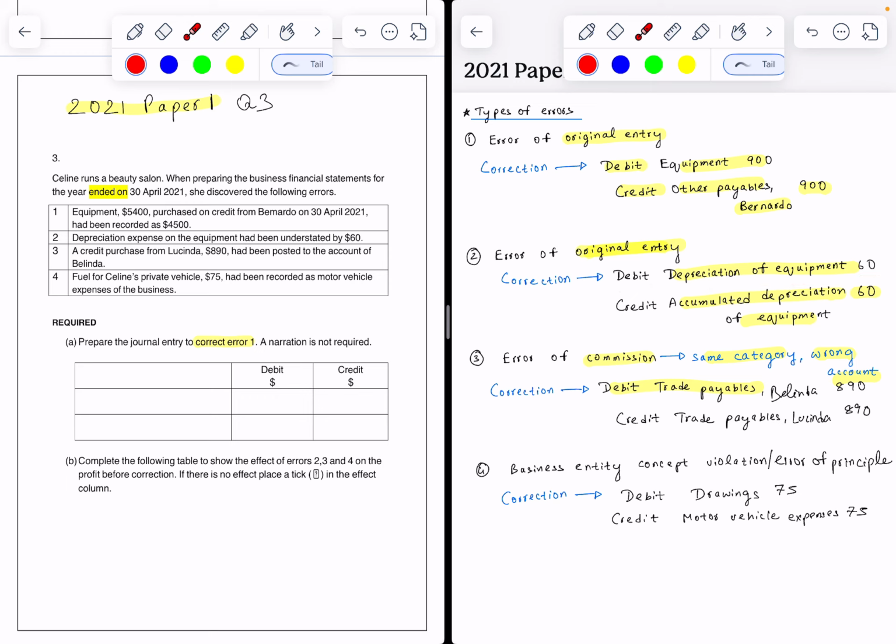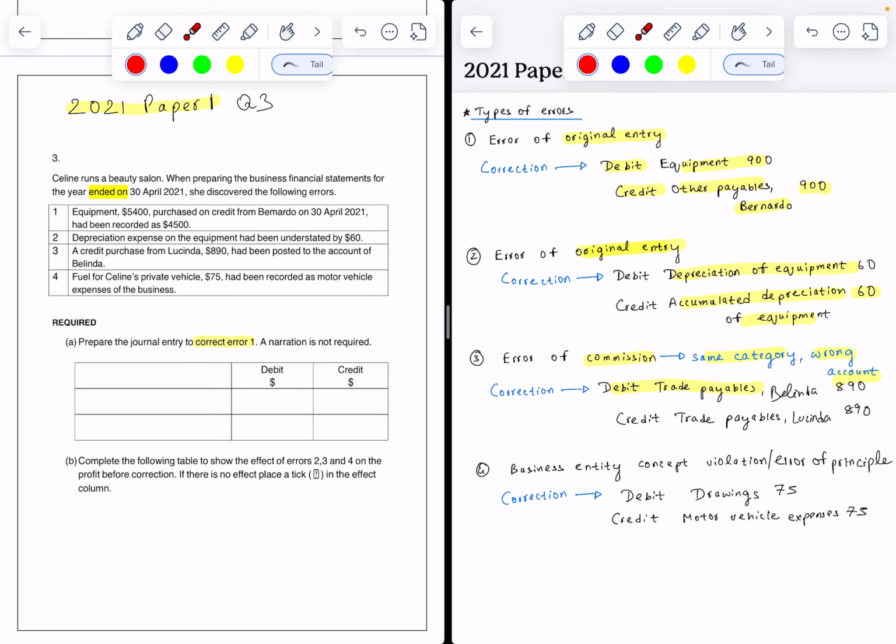Simultaneously, we credit a contra asset account. The contra asset account in this case is the accumulated depreciation of equipment account by $60. What do we understand by contra asset account? A contra asset account is an account which records the reduction for a relevant asset account. The relevant asset account in this case is the equipment. We understand equipment is a non-current asset account and we expect it to be used within the business for many years for the purpose of generating revenue.